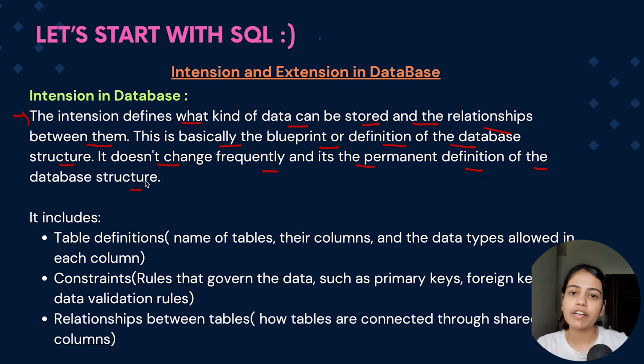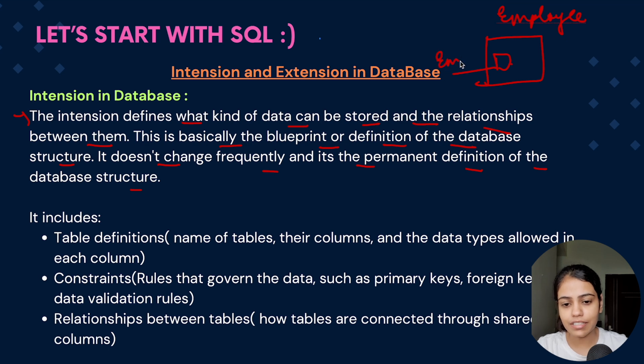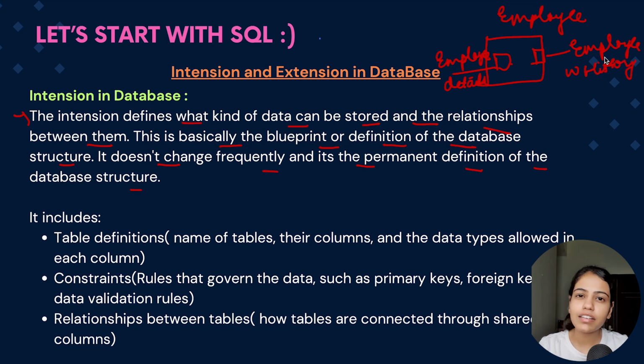It doesn't change frequently because consider that we have a huge employee database. Now in this employee database, we might have an employee details table, and one about the employee's previous work history, so an employee work history table. Now in these tables, there is very little addition of new columns, or you can say new sets of attributes being introduced. So there is not a kind of permanent change which happens very frequently.